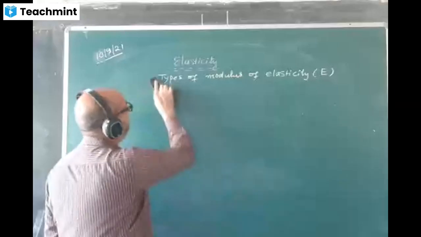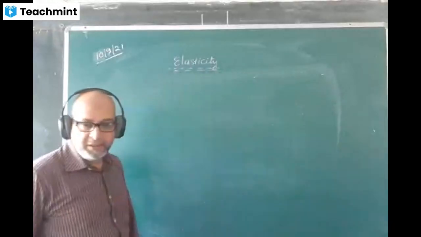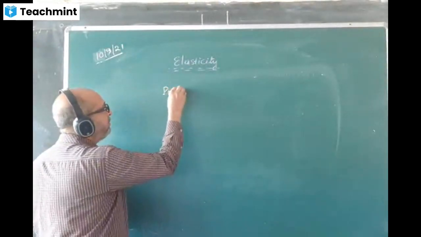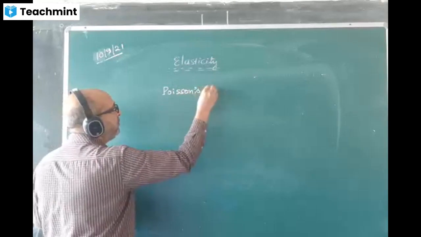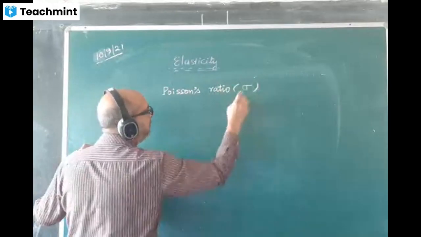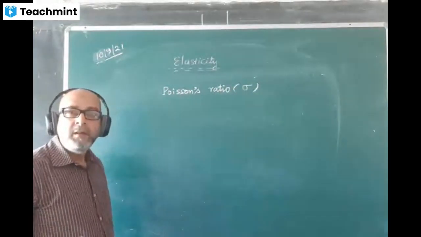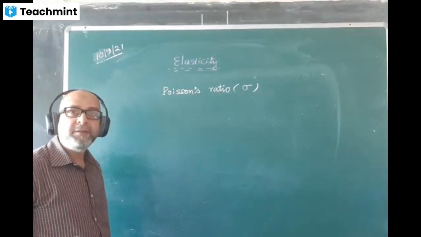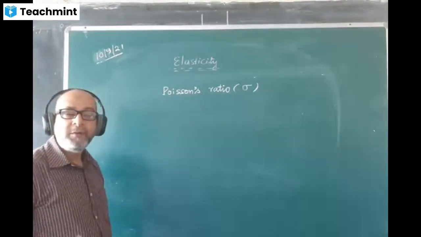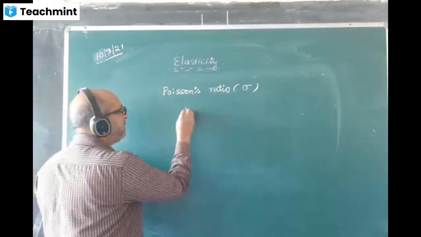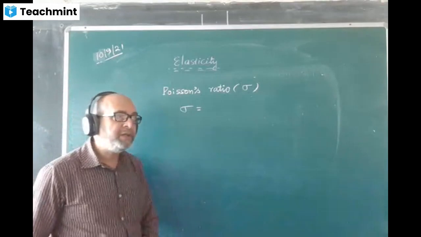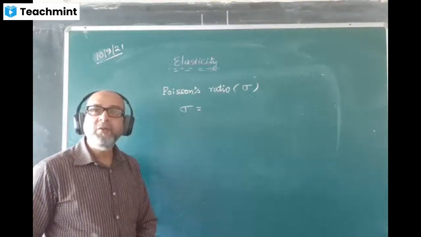Now, next heading you give. Next heading is Poisson's ratio, denoted by the symbol sigma. Poisson's ratio is related to elasticity. Okay. It is a ratio, but ratio of what? Let us know. Sigma is equal to the ratio of lateral strain to the longitudinal strain.